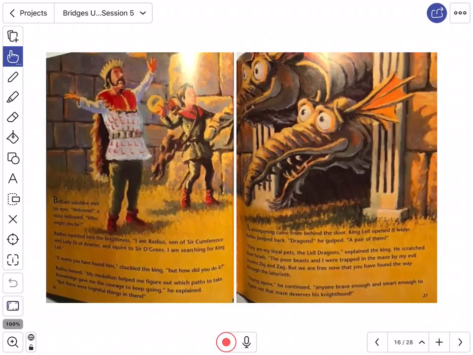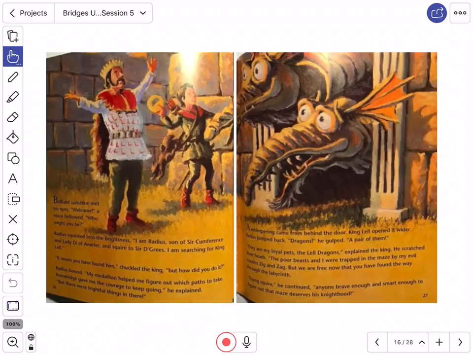Radius turned around and stood with his back to the wall. His arm bumped into a latch, a handle. He pushed with all of his strength, and a door swung open. Brilliant sunshine met his eyes. Welcome, a voice bellowed. Who might you be? Radius squinted in the brightness. I am Radius, son of Circumference and Lady Di of Ameter, and squire of Sir Degrees. I am searching for King Lel.